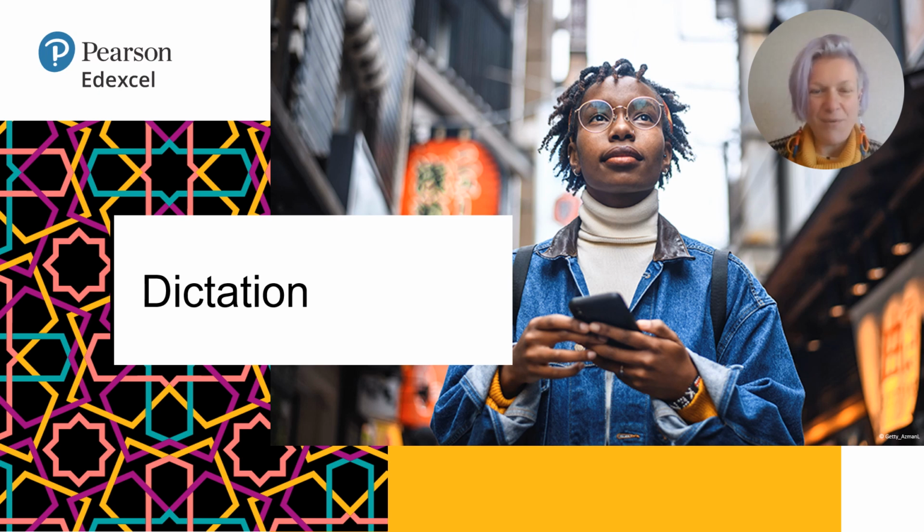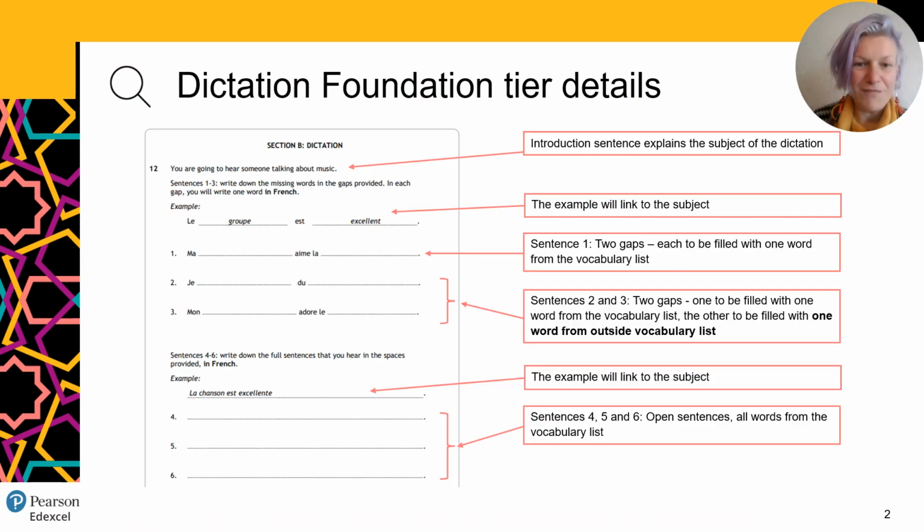In this short video, we're going to be taking a look at the dictation. So first of all, let's take a look at the details of the construction of the dictation, starting with the foundation tier. So the dictation opens with an introductory sentence explaining what the subject of the dictation is, because all of the dictations will always be linked around a particular theme, in this case music.